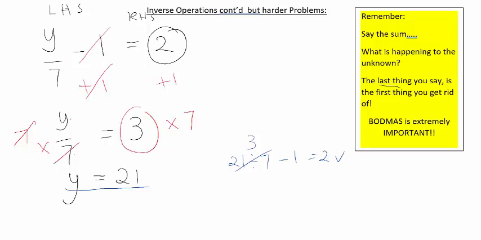I have another one to do. This should help you understand the difference. Now I'm going to do y take 1 divided by 4 equals 2. So it looks really similar to the one before, but it's not. It gives you a different answer. So I'll say the sum, y take 1 divided by 4 equals 2. Again, don't care what that one is.